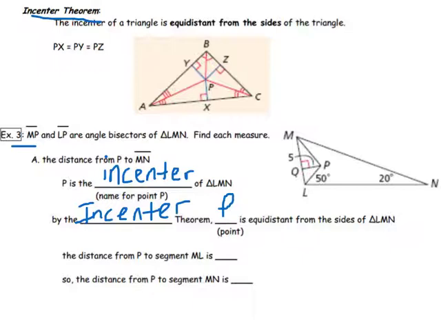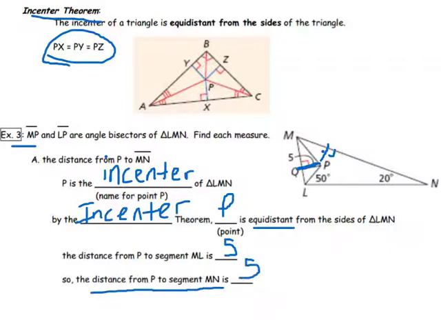Now the distance from P to segment ML, which is right here, they tell us is 5. So the distance from P to MN, when we make a right angle, we know is equidistant for all the points, as seen up here where I just circled. We know all those are the same. So the distance from P to segment MN is also 5. Alright, let's move on to the last one.